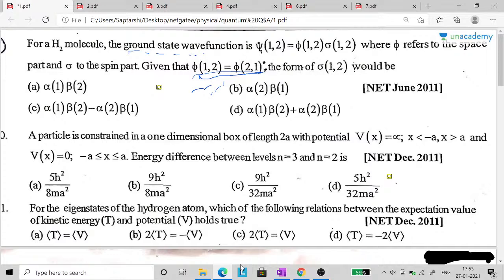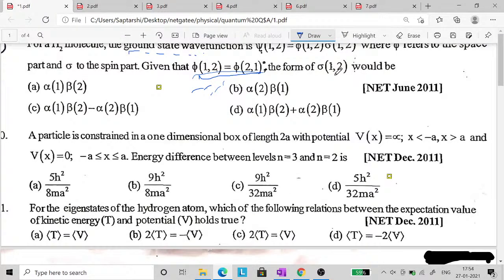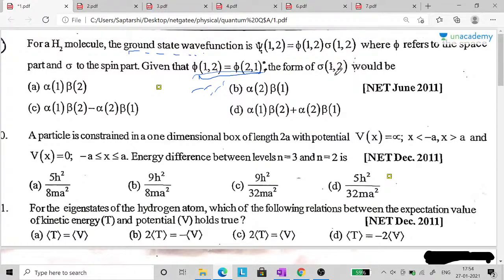For the eigenstates of the hydrogen atom, which of the following relations between the expectation values of kinetic energy and potential energy holds? So it's asking for the hydrogen atom, the relation between T and V. There's a famous relation for this, which you might know, called the Virial theorem. I'll tell you the details of this Virial theorem first, and then we'll go into the other things. So let me tell you about the Virial theorem.